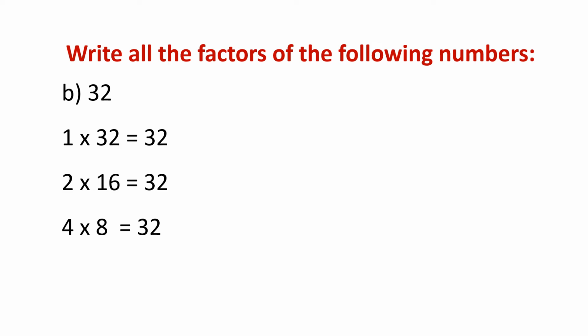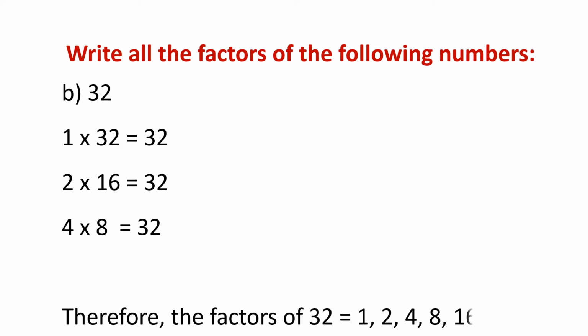Is 32 completely divisible by 8? Yes, 8 fours are 32. Look, if we divide 32 by 4 and 32 by 8, we get the same multiplication fact. So stop here and write all the factors of 32 in ascending order. Therefore, the factors of 32 are 1, 2, 4, 8, 16 and 32.